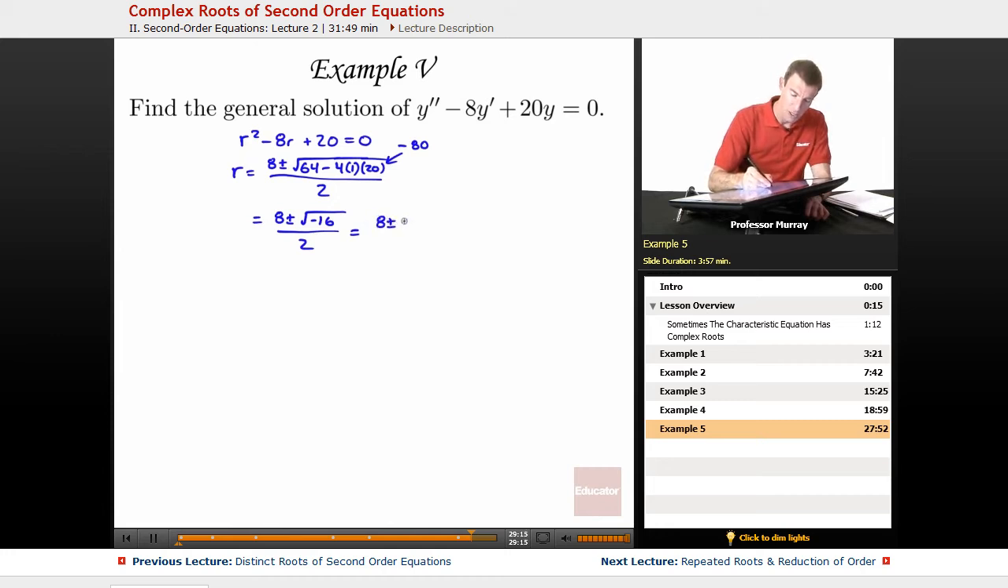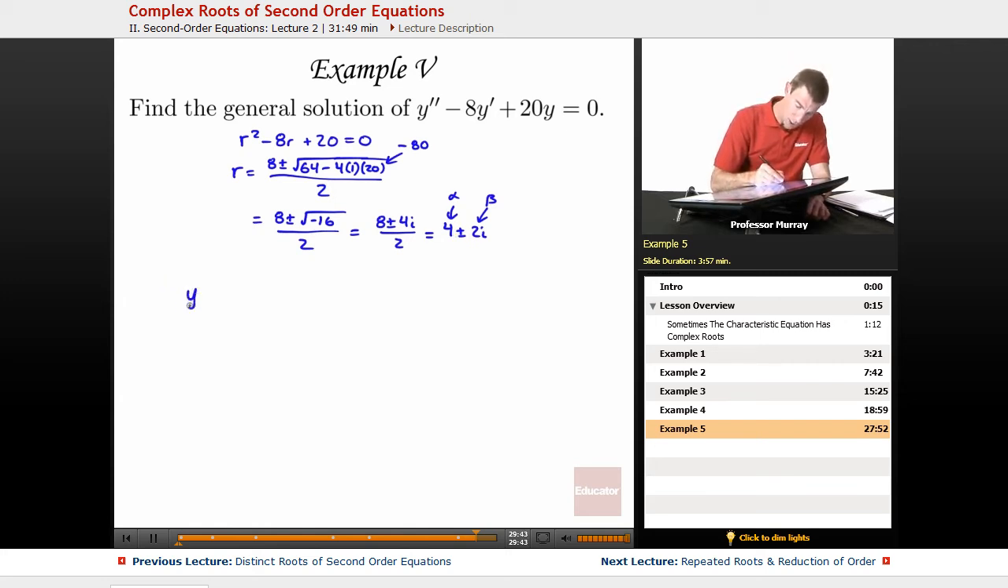That's 8 plus or minus 4i over 2. And that simplifies down to 4 plus or minus 2i. So as usual, the complex roots come in conjugate pairs. The 4 is my alpha, the 2 is my beta, and I'm going to drop the alpha and beta back into the generic form for the general solution that we had back at the beginning of the lecture.